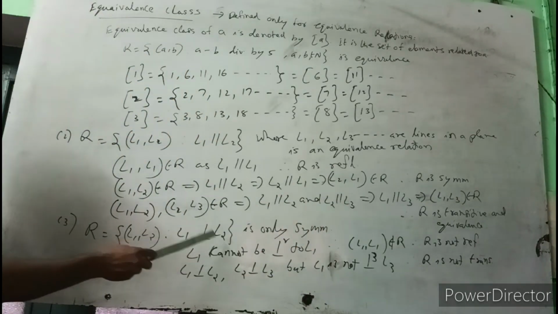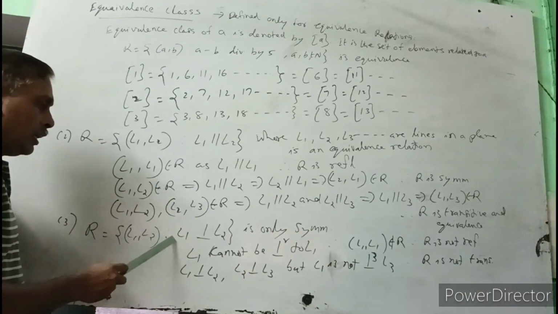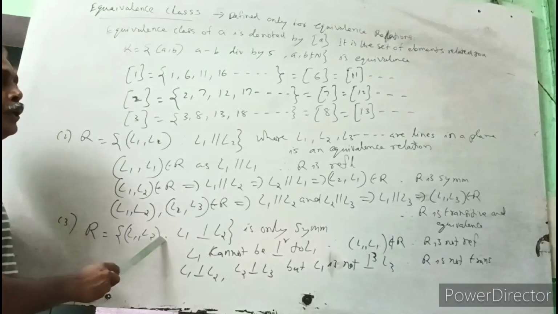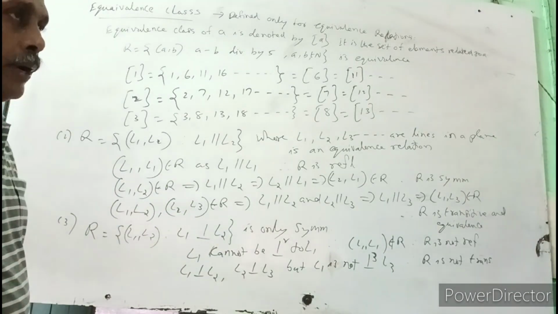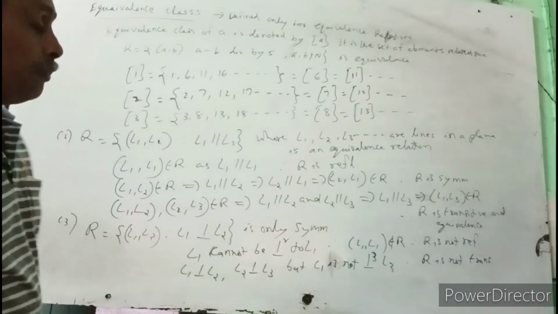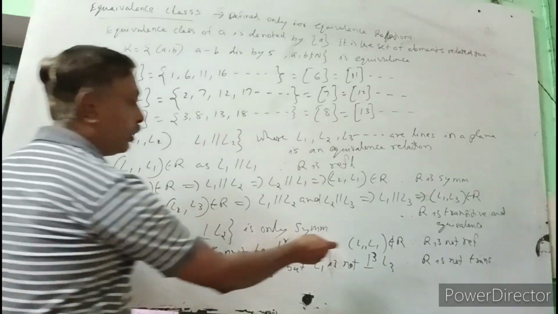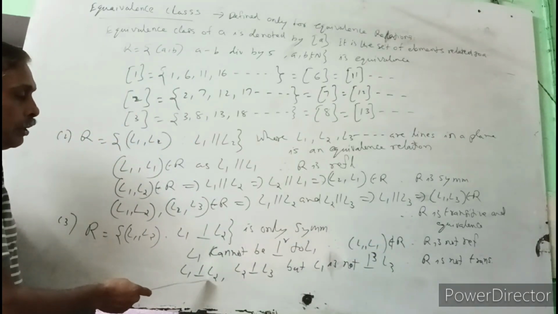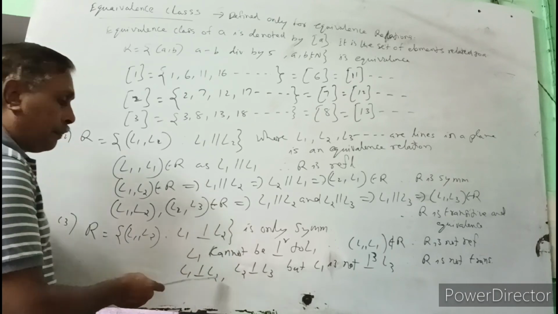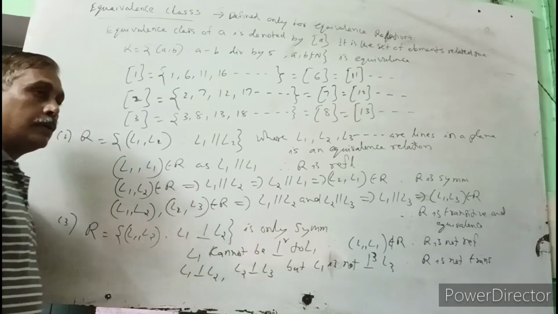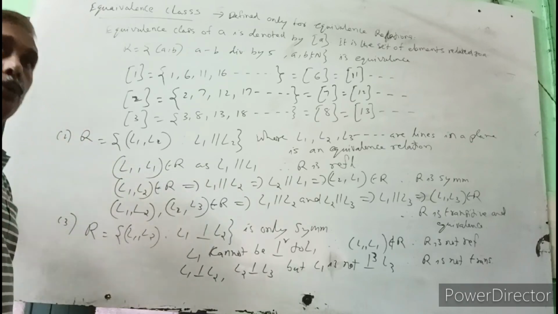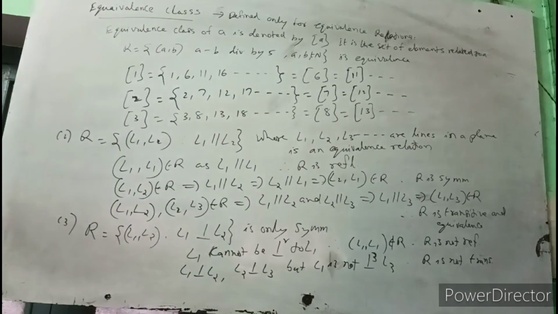But if you write L1 perpendicular to L2 in the same case, then it is only symmetric, because L1 perpendicular to L2 implies L2 perpendicular to L1. If one line is perpendicular to the other, then the second line is perpendicular to the first also. But a line cannot be perpendicular to itself, so L1 cannot be perpendicular to L1, so not reflexive. L1 is perpendicular to L2 and L2 is perpendicular to L3, but the first cannot be perpendicular to the third. So R is not transitive. So it is not an equivalence relation, because it satisfies only the symmetric property.